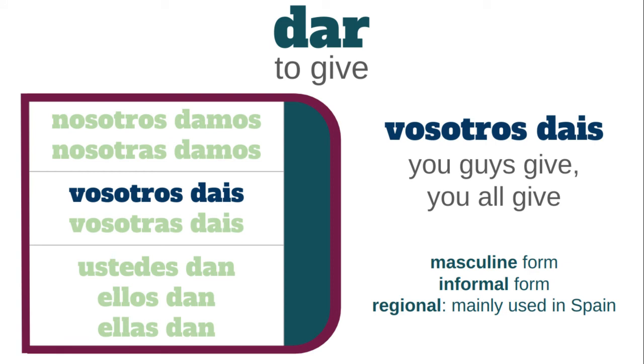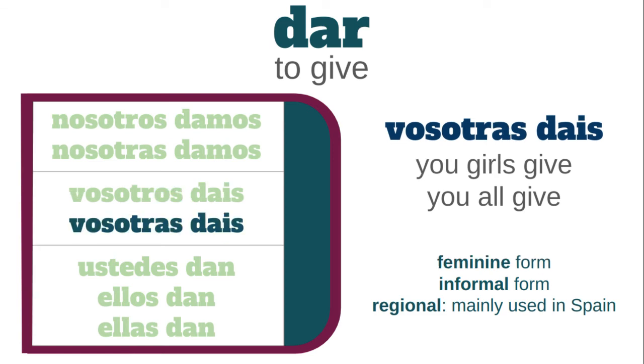Vosotros dais is you guys give, that you use when you're speaking informally to a group of people, whether they are a group of men or a group of men and women. And this form is regional, mainly used in parts of Spain. Vosotras dais is you girls give, you all give if you're talking to a group of girls. Again, it's the informal form and mainly used in parts of Spain.